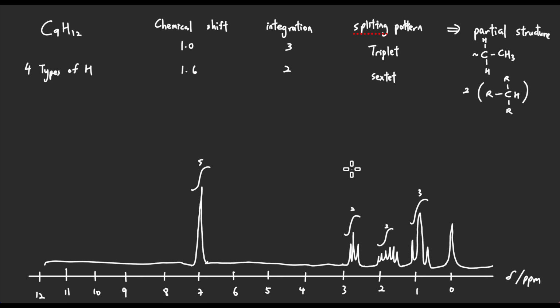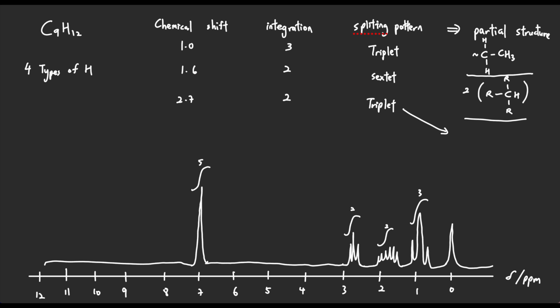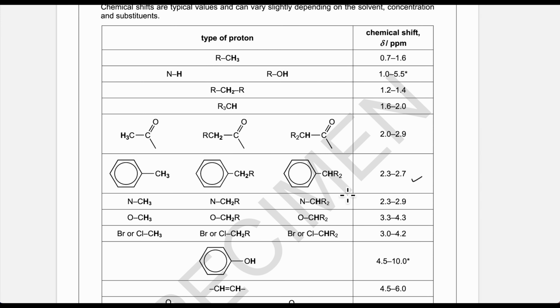Now the third peak gives us approximately 2.7, and integration of 2 with a triplet. So we refer to this 2.7. It could be this one, no, because we don't have nitrogen, so the only possibility is this one, because we don't have oxygen. Now integration to 2, that means CH2R is preferable, or else we will have 2 moles of this one. It will exceed the carbon that we have, so the only possibility is 2 hydrogen, this one.